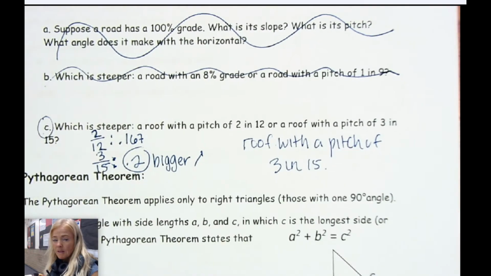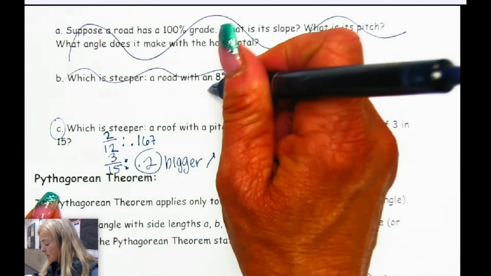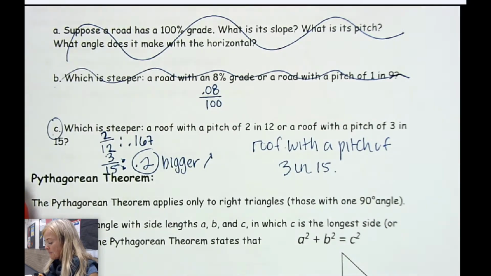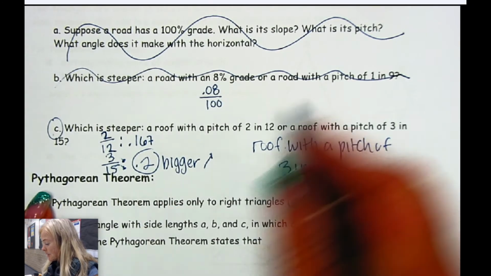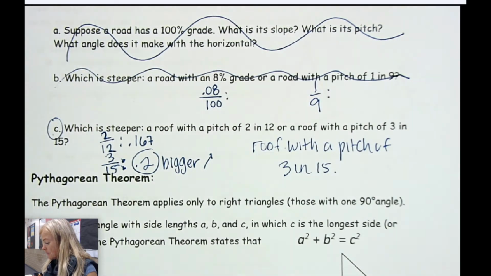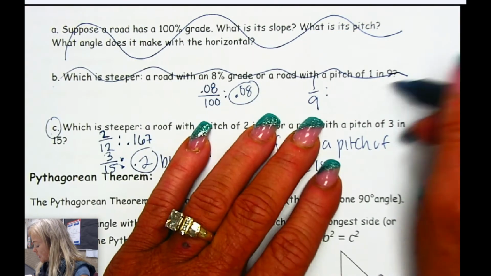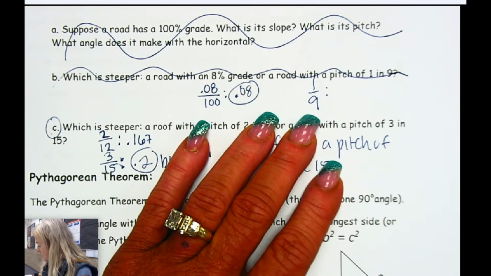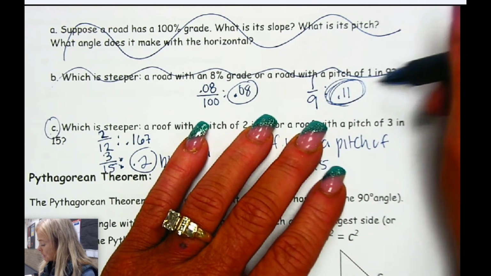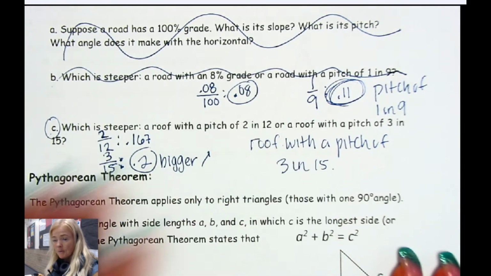All right, and that will be that. Now, really quickly, if it has an 8% grade, then that means 0.08 per 100, right? And then the pitch of 1 in 9, if you want to put that into decimal form. So 8% is 0.08, and then a pitch of 1 in 9, if I take 1 divided by 9, I get 0.11. This one actually is going to be steeper because it's greater. So the pitch of 1 in 9 is going to be the steeper slope.